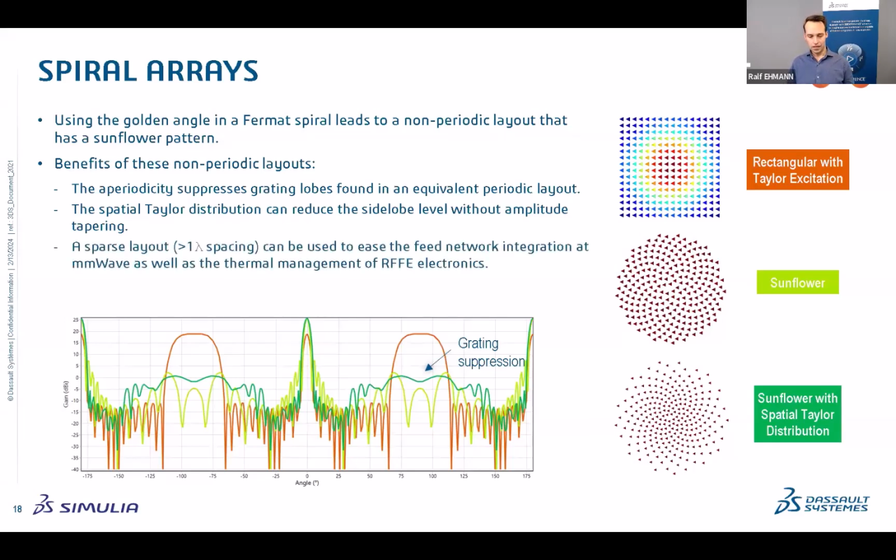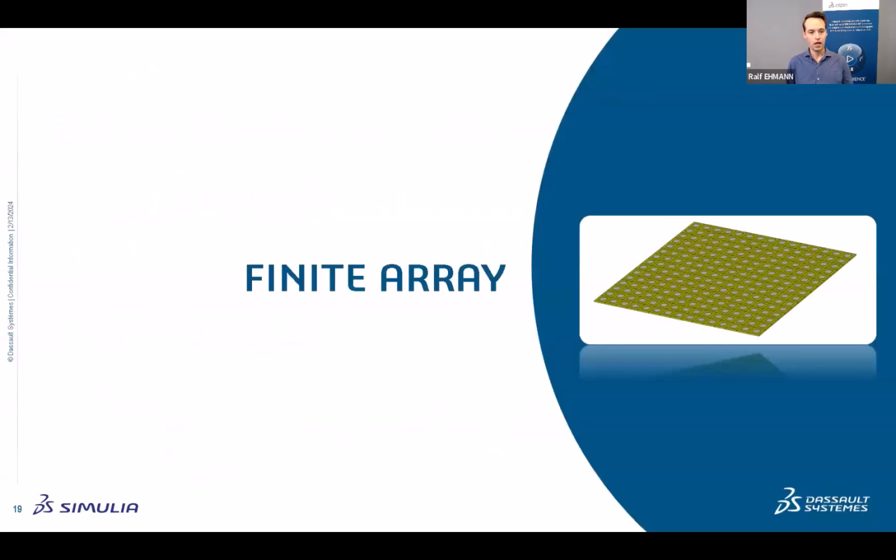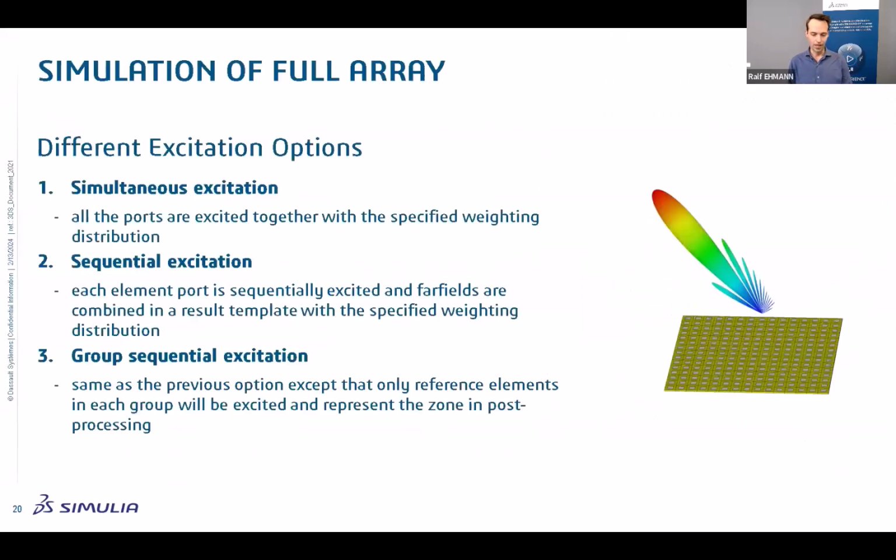But again, the nice thing is, even though you're talking about more than half a wave, more than one wavelength spacing, the point is that when you're working at millimeter wave, things get very small, and it gets increasingly tough to integrate feed networks or manage the thermal properties between the front-end electronics, and that's also where these layouts get very interesting and useful. Okay, let's move to the finite arrays, then, coming back to the array task and what is offered there once you have decided on your layout.